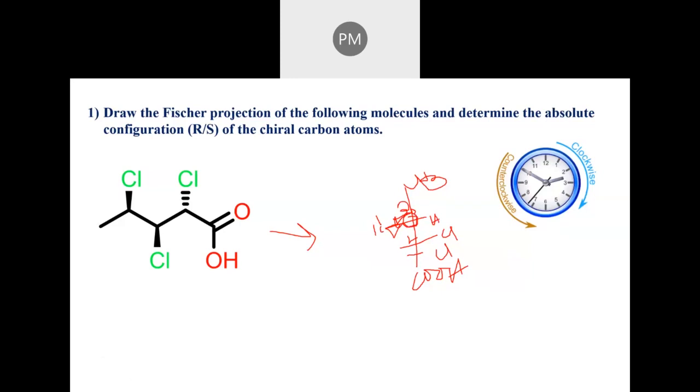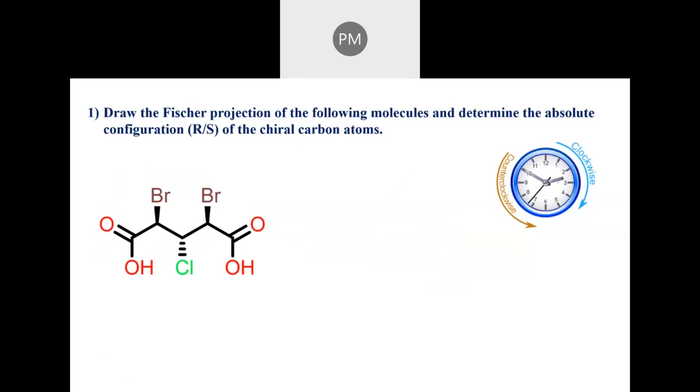So the configuration will be, rotation is anti-clockwise. So this will be our configuration. Now we have to check whether it is right or wrong. By checking from this side, this one will be first, second, and third. Rotation is clockwise, so R. So these are matching. Like that we have to do it.